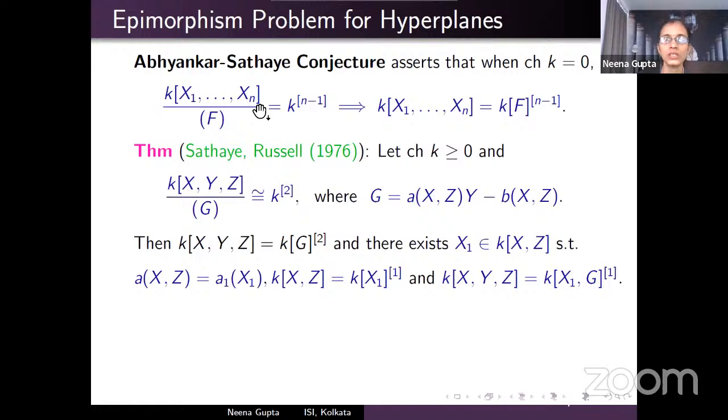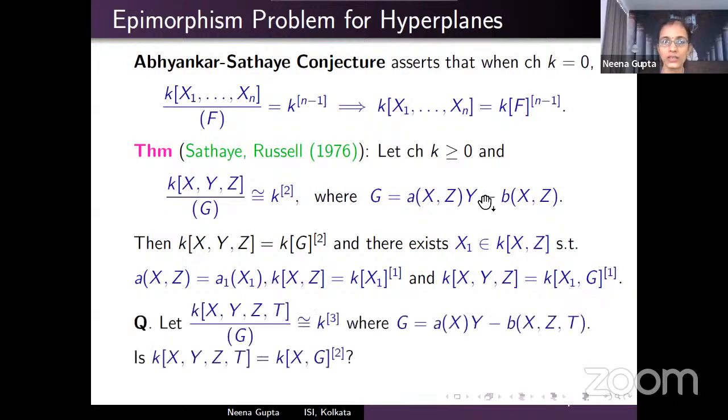For n equal to 3, some special cases have been taken care of, like this result of Sathaye and Russell. Here they considered G to be a linear polynomial in Y. Sathaye proved it for characteristic 0 and Russell generalized it to arbitrary characteristic: that you can find a coordinate x1 in x and z such that the coefficient of y is a polynomial in just one variable, and G is a coordinate along with x1.